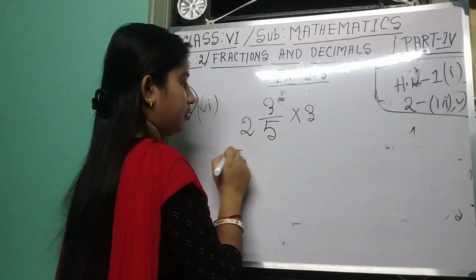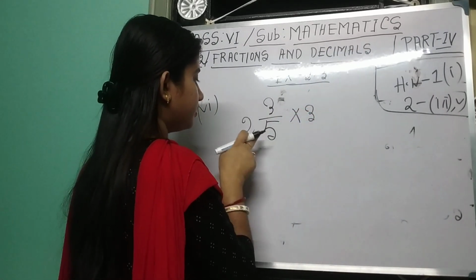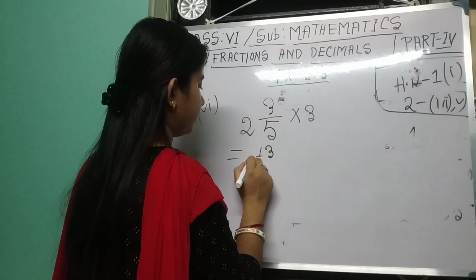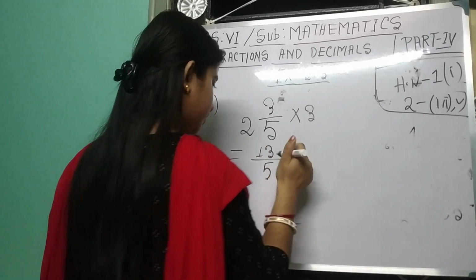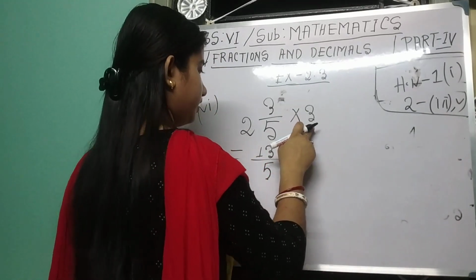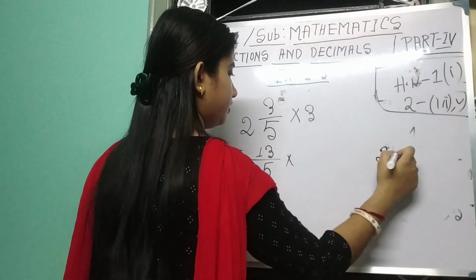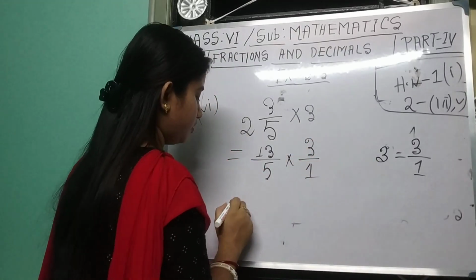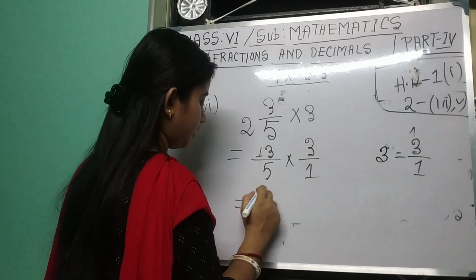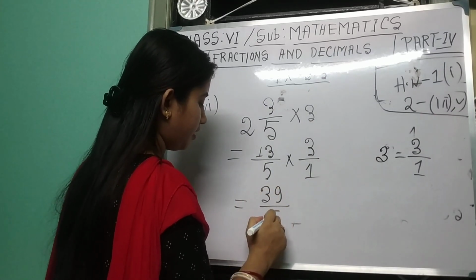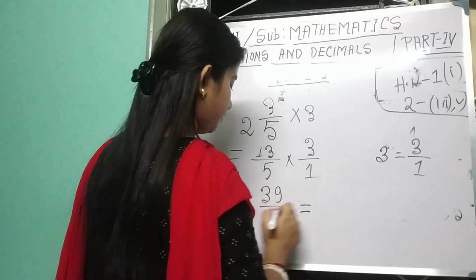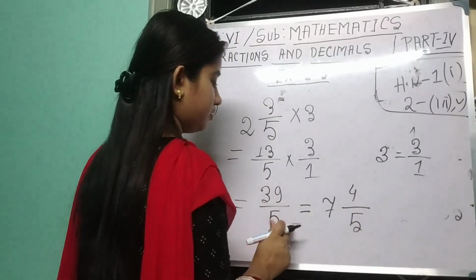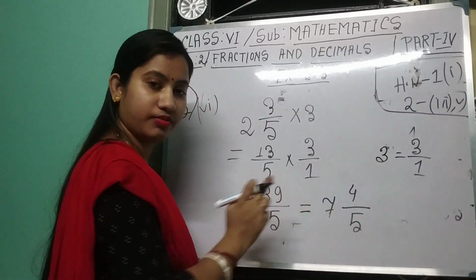And next, number 6: 2 and 3/5 times 3. In a similar way, first we simplify this: 5 times 2 is 10, 10 plus 3 is 13, so 13/5. And we write 3 in the form 3/1. So this is 13 times 3, 39/5. That means 5 sevens are 35 and 4 is the remainder. So this and this both are right.